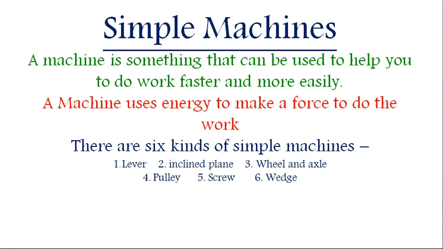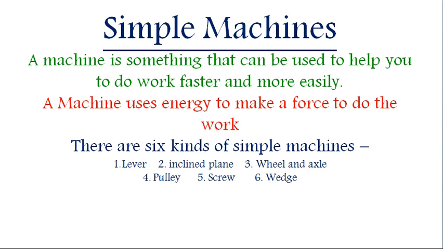What is a simple machine? For example, if we are riding a cycle, that is a simple machine, whereas if we are driving a car, then it is a complicated machine. So simple machines can be of 6 types. The first is lever, then inclined plane, then wheel and axle, pulley, screw and wedge.